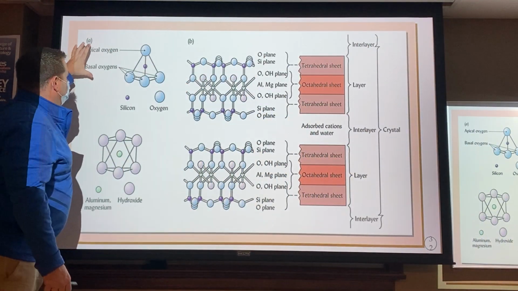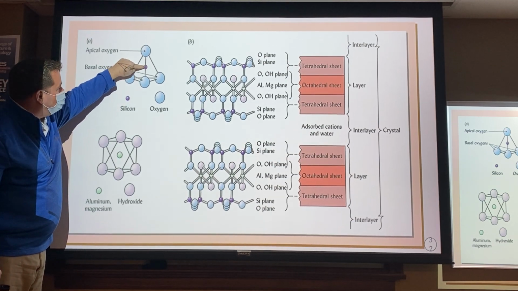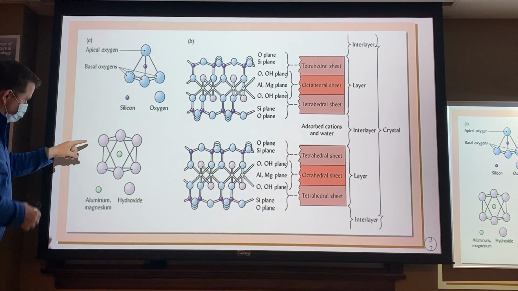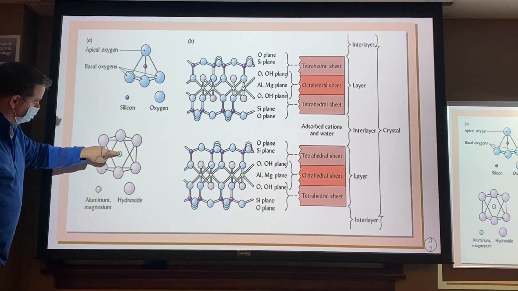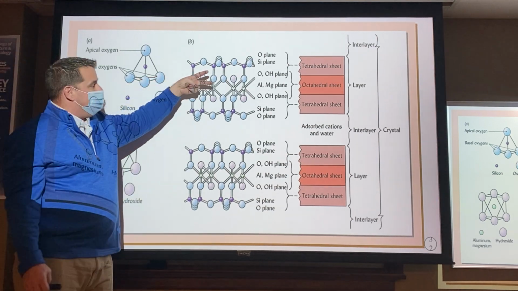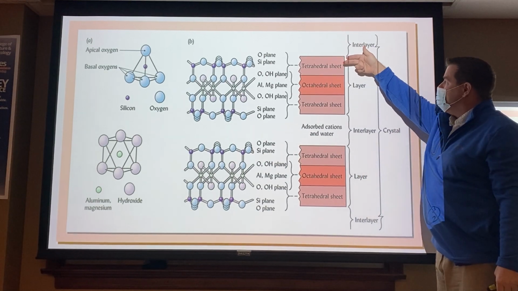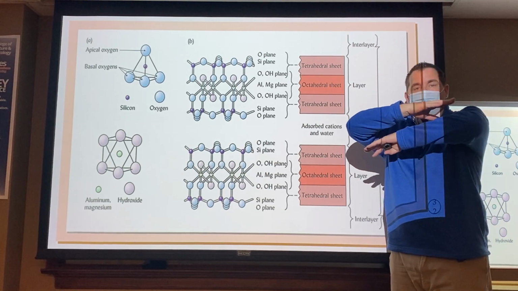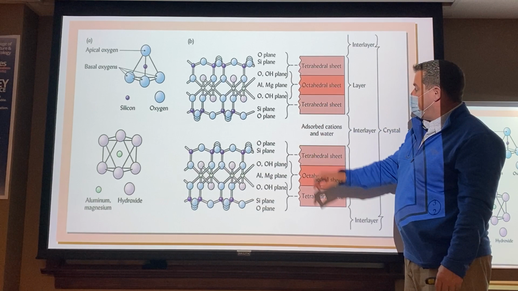So here is our tetrahedron. We have 1, 2, 3, 4 oxygens with our silicon as our central atom. Next, down here is our octahedron. So 1, 2, 3, 4, 5, 6 oxygens with either aluminum or magnesium as our center ion. And this shows you a 2-to-1 clay structure. So we have 2 tetrahedrals, 1 octahedral, stacked on top of each other. I like to consider this like the peanut butter sandwich.